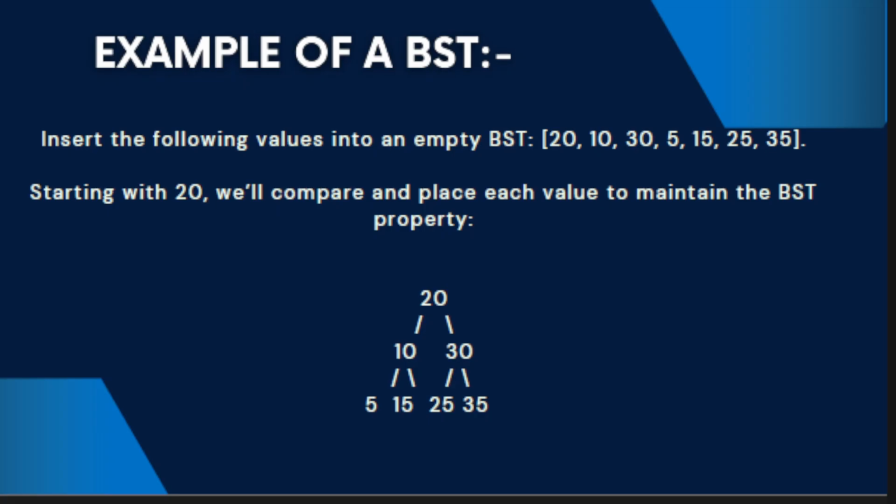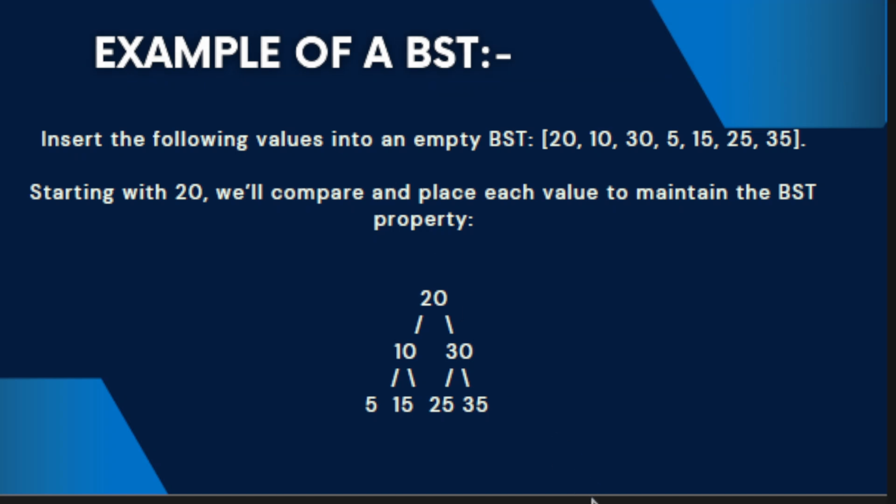Let's walk through an example. Insert the following values into an empty BST. Starting with 20, we will compare and place each value to maintain the BST property. Such as, 20 is the root and next, 10 is less than 20. For this reason, 10 is placed at the left of the root. You can see how each value fits into the correct position based on comparison. This structure allows for efficient searching.